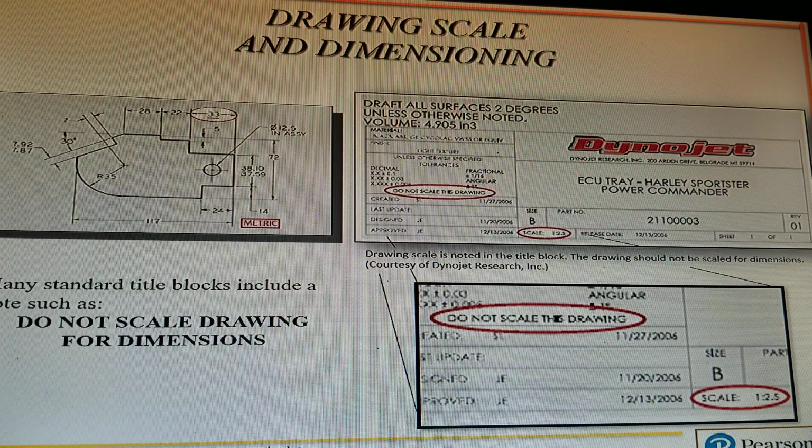But there could be a possibility that somebody took a scale and measured it. We do it all the time. I'm not saying we don't, but there's a possibility that you could get something wrong, and then your reader is going to be making the part wrong, or wasting material, wasting time, and your company is not going to be too happy about what happened. Okay, we'll move on.